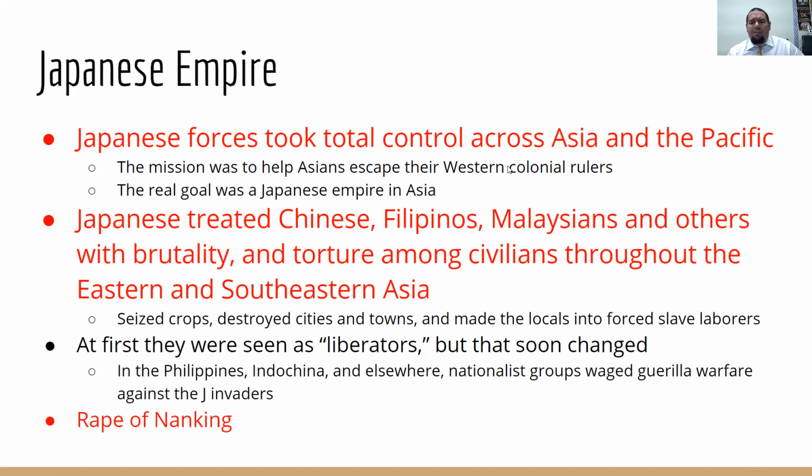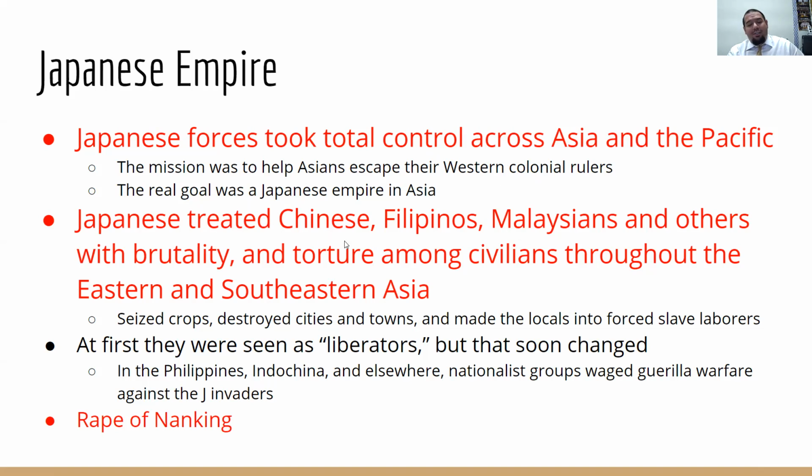Japanese forces took control across Asia and the Pacific. The mission was to help Asians escape their Western colonial rulers. Remember, you have spheres of influence over there. The real goal, however, was to have a Japanese empire in Asia. So the Japanese treated the Chinese, the Filipinos, Malaysians, and others with brutality and torture among civilians throughout the East and Southeastern Asia.